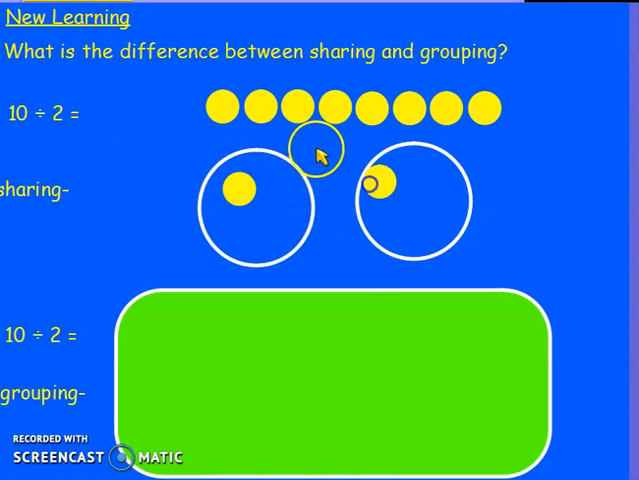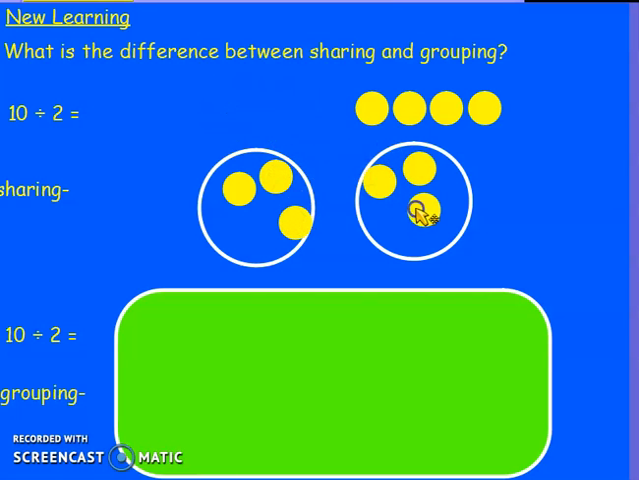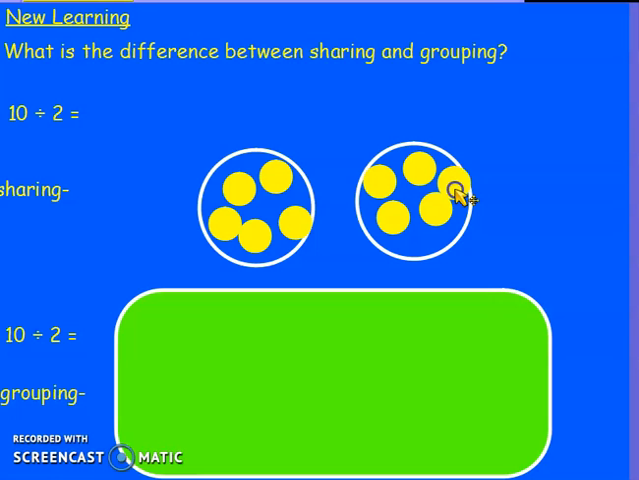Putting a circle into each one. You can do this in your book by drawing and making dots or circles. So this picture here represents 10 divided by 2: 1, 2, 3, 4, 5, equals 5. And I've worked that out by sharing the 10 counters into 2 circles.